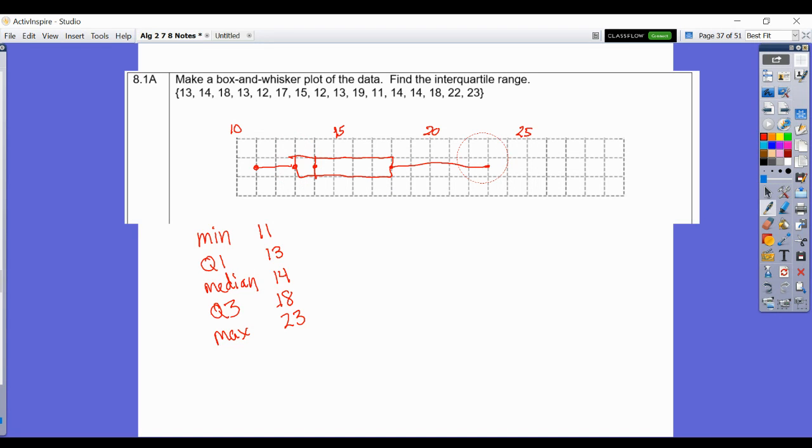Now there's one other question on here that I forgot to answer on the previous question, but it is, what is the interquartile range? And so interquartile range was not defined earlier, but all you do to find that is subtract these two numbers. So the IQR is the interquartile range, is Q3 minus Q1. In this case, it's 18 minus 13, which is 5.